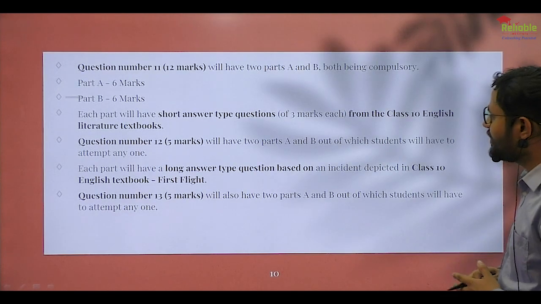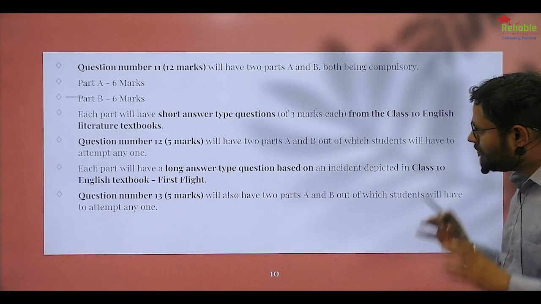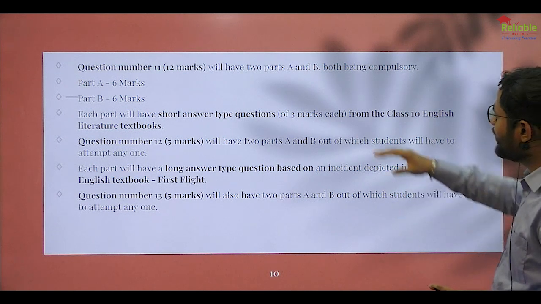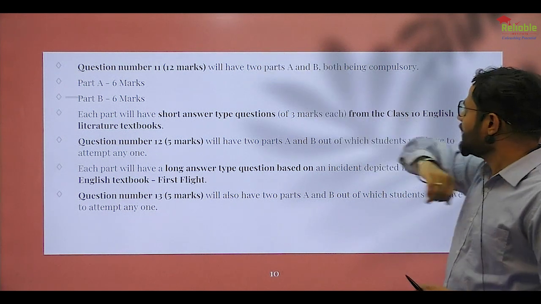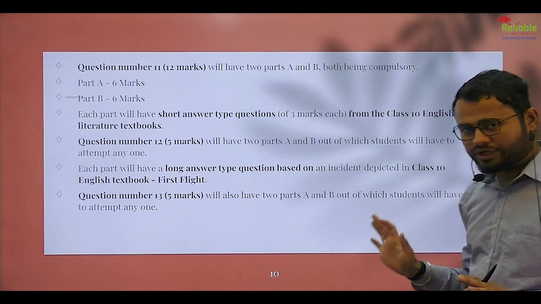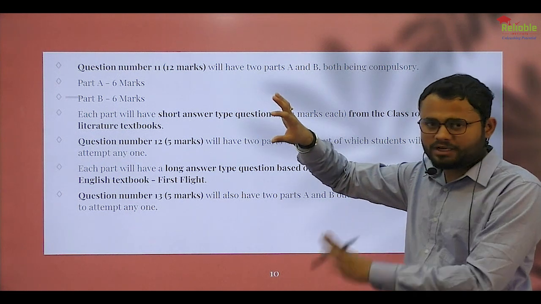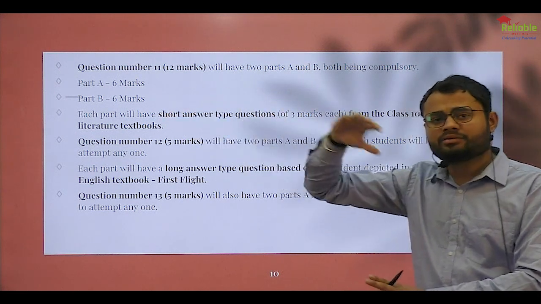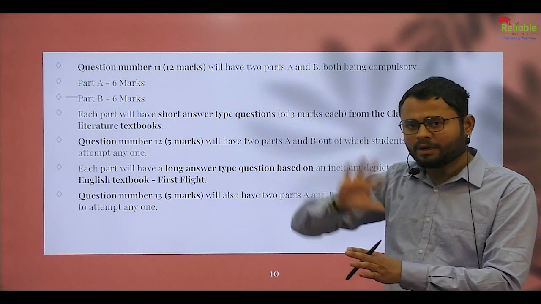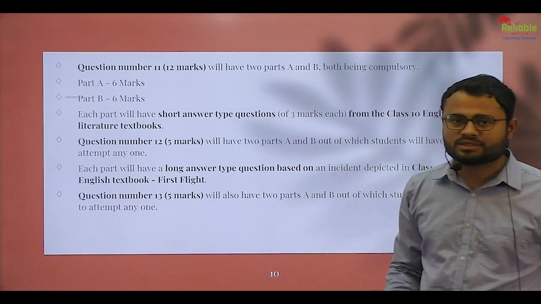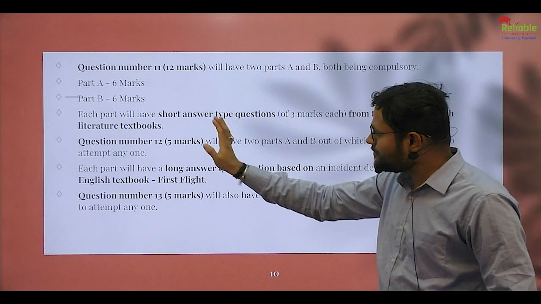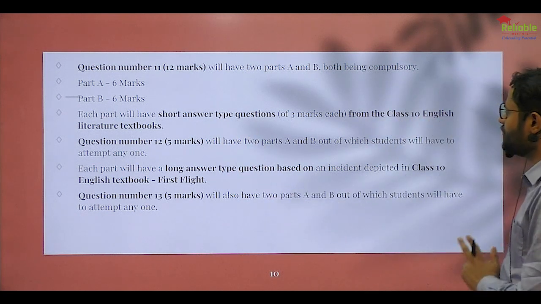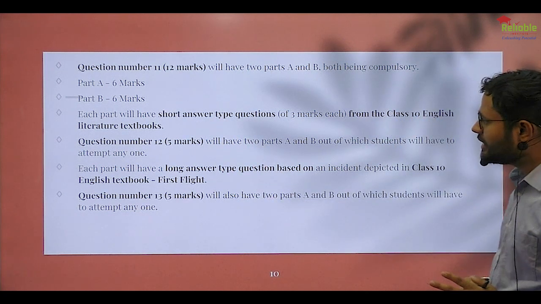Moving on, question number 11 is going to be of 12 marks, and will have 2 parts, A and B. Both being compulsory, you have to attempt both the parts, part A as well as part B. There are going to be internal choices in part A and part B, but both the parts are compulsory. Each part will have short answer type questions of 3 marks each from the class 10th textbooks.